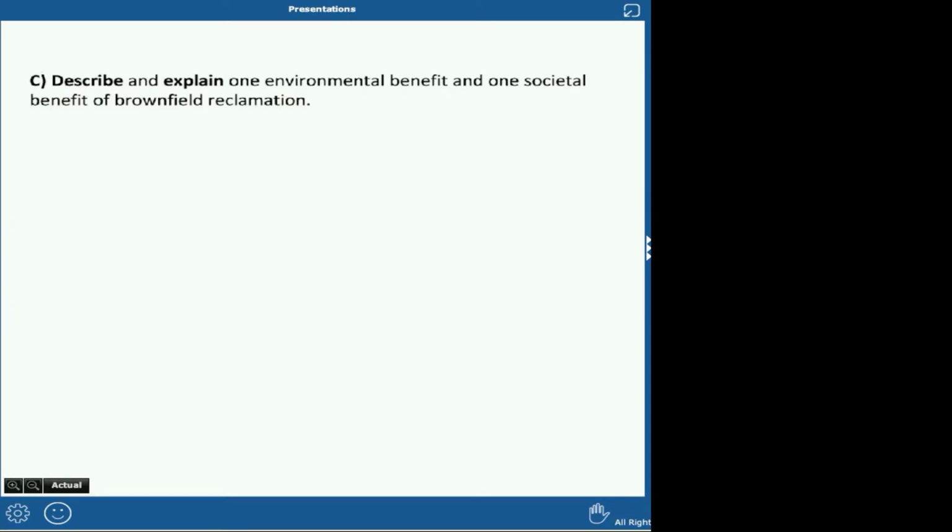Part C says, describe and explain an environmental benefit and a societal benefit of brownfield reclamation. If you remember last time at the very end, we talked about societal versus environmental versus economic. An environmental benefit usually relates to the environment. An economic benefit usually relates to money. And societal is, to me, the most vague. It basically relates to society as a whole. So if you want to come up with environmental, I'll come up with societal. I don't like the societal one, so I'll do that one. And then you can do environmental.